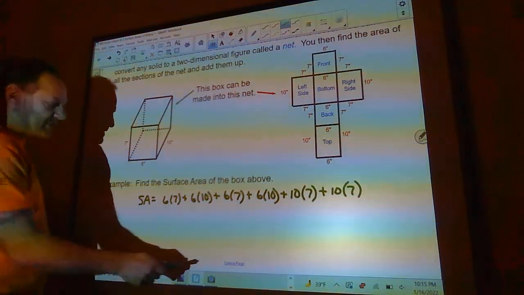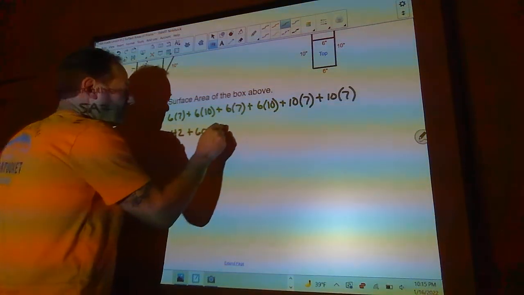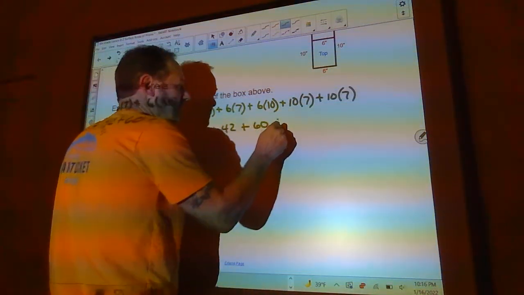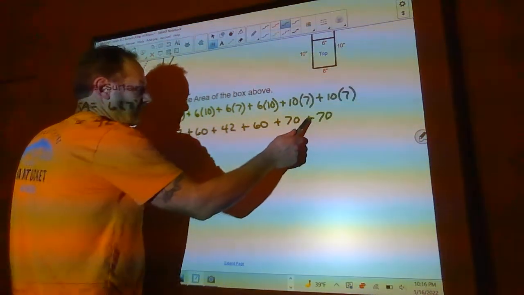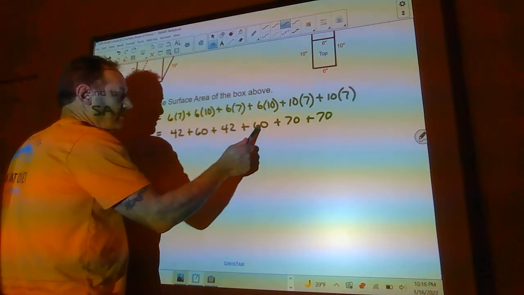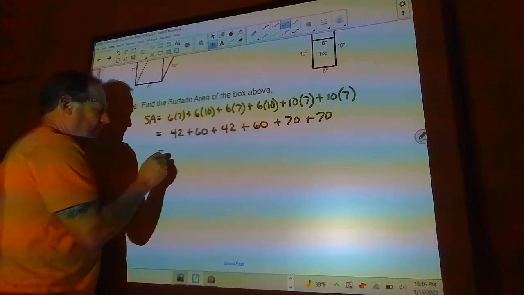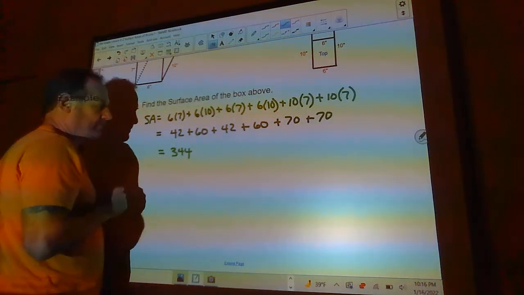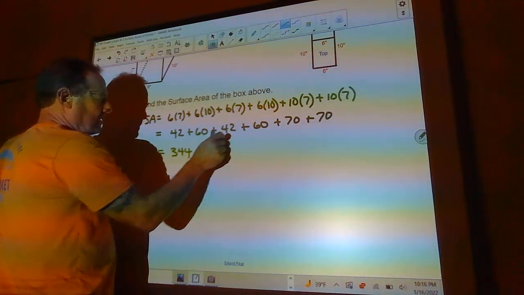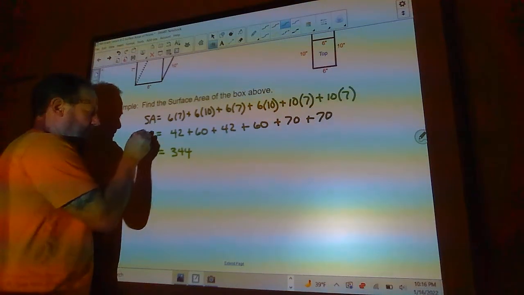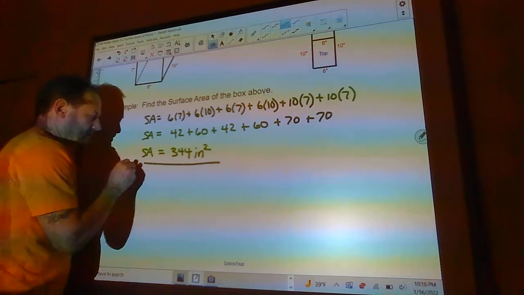And now I just have to add those 6 faces up. So this would be 42 plus 60 plus 42 plus 60 plus 70 plus 70. So what is this? This is 70, 140, 200, 260, 302, 344. Double check that. 140, 200, 260, 302, yeah, 344. And that's in square inches because it's area.